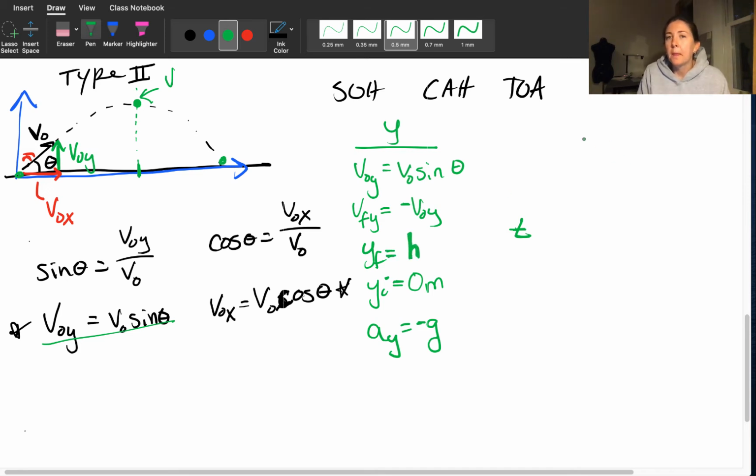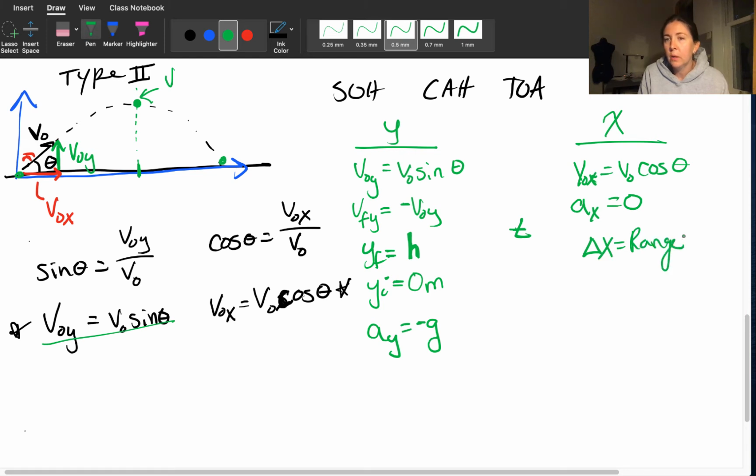So for our x position, the stuff that we know about the x is that our initial velocity in the x direction is v naught cosine theta. That is going to be our total velocity because our acceleration in the x direction is 0, right? And so the time matters, and then maybe we could find our change in position in the x direction, or the range, to be our final minus the initial position, where the initial position is going to be 0.